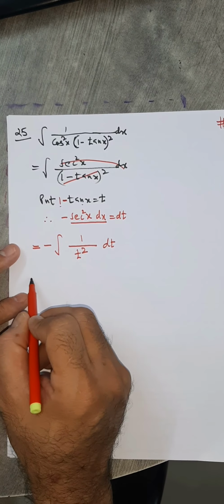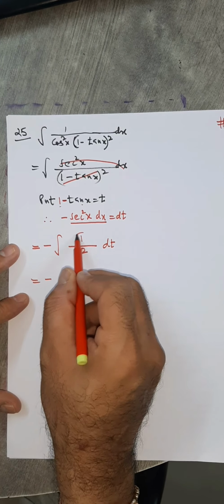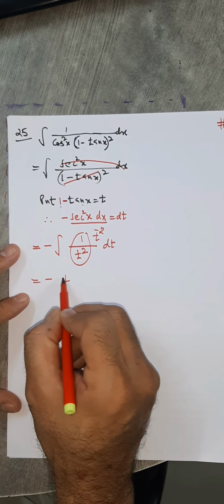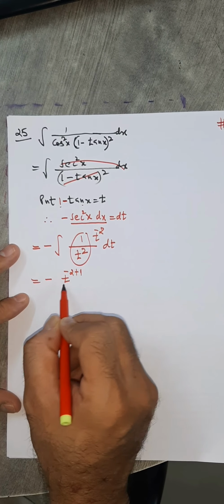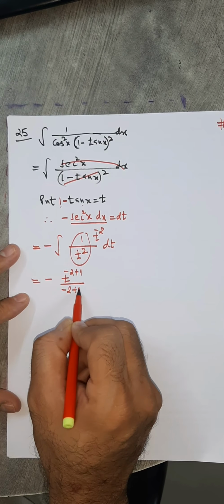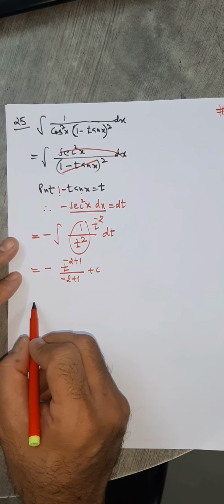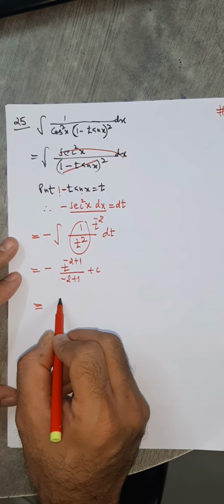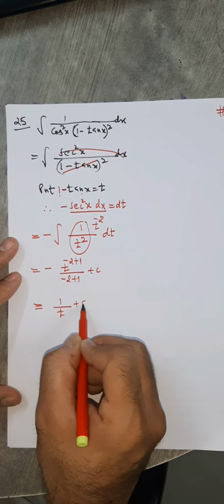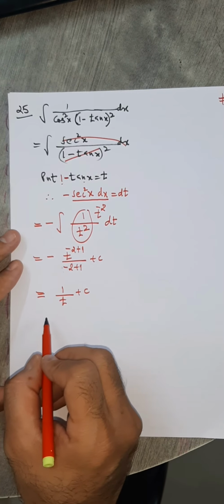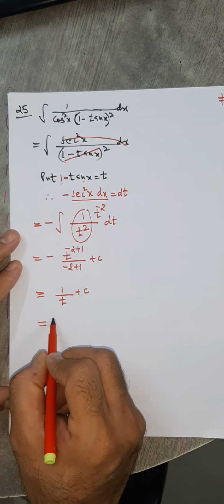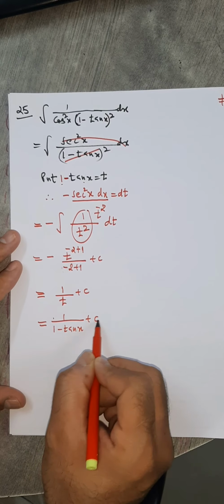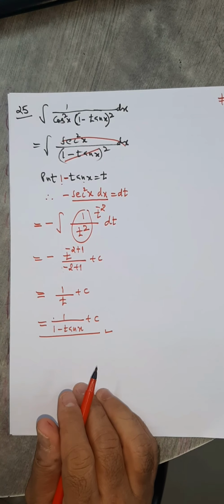Now how do we integrate this? You know, this is t raised to minus 2. So raise the power by 1. So t raised to minus 2 plus 1 upon minus 2 plus 1 plus c. So here this is minus 1, this plus 1. So this is 1 upon t plus c. This is minus minus plus. But what is t? That is nothing but 1 minus tan x plus c. So this way you can do.